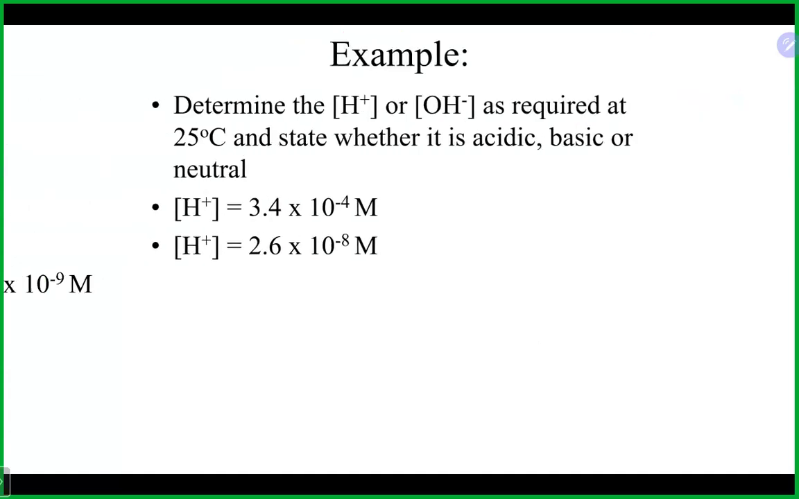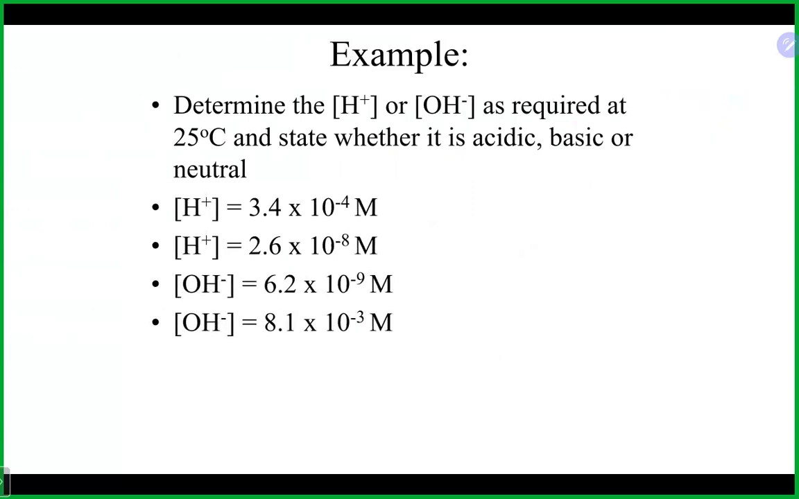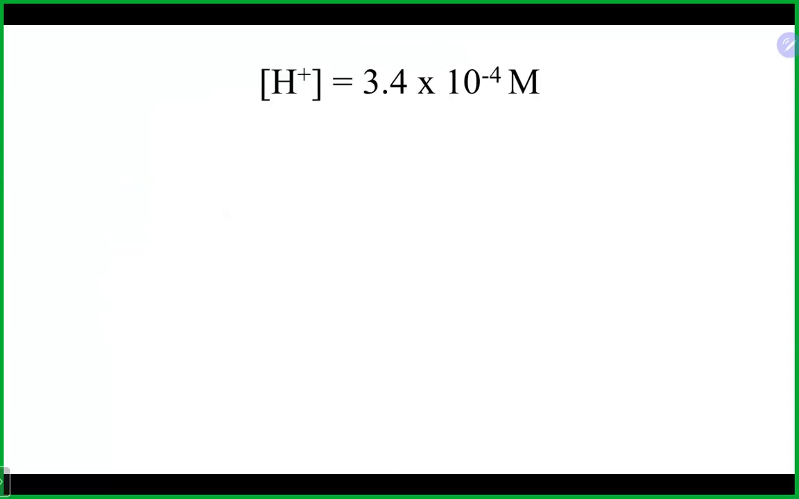All right, so why don't we try some here? These are 4 separate problems. For each of them, calculate either the H plus or OH minus concentration, depending on which one's given. Whichever one's given, calculate the other. Then determine if each of these solutions is acidic, basic, or neutral. We'll start here with the first one.